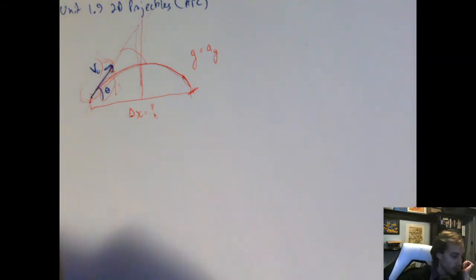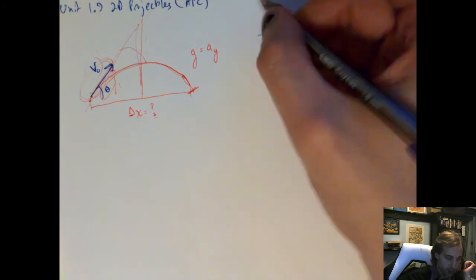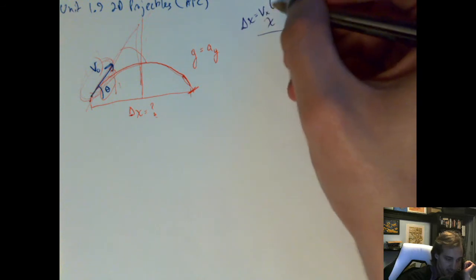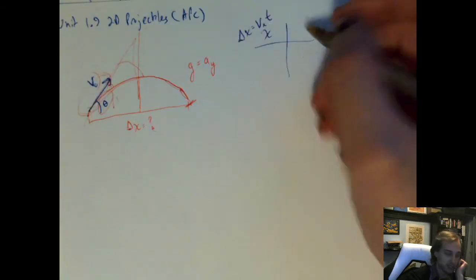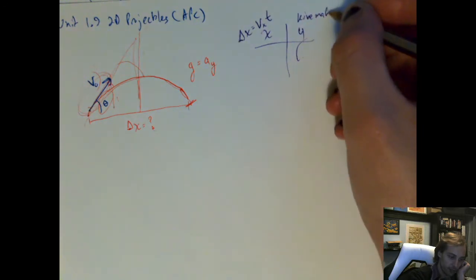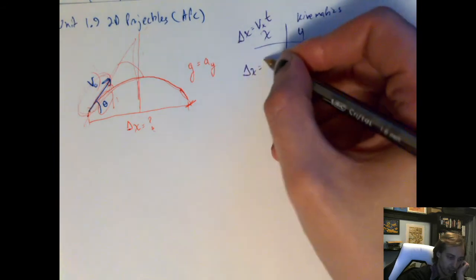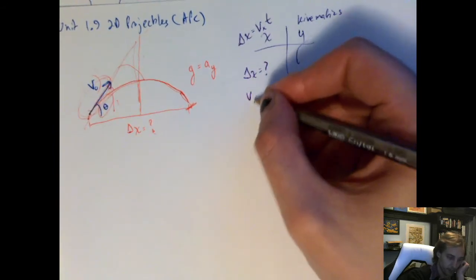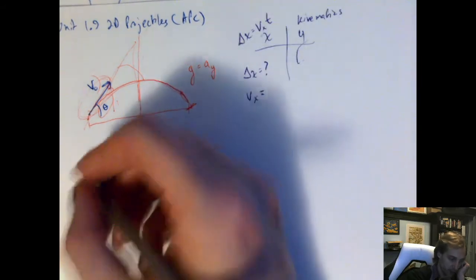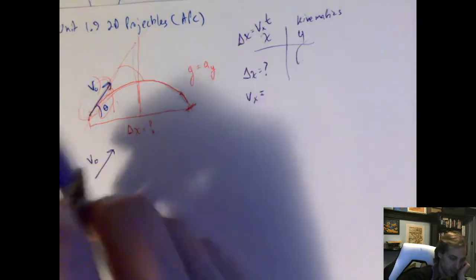So in the x direction, our equation is going to be delta x equals vx times time, because it's a constant velocity in that direction. In our y direction, we've got kinematics, because it's accelerating. So in our x direction, delta x is the thing we want. We don't know it. Vx we don't know directly, but if I pause for a second, v naught is going to have two components.